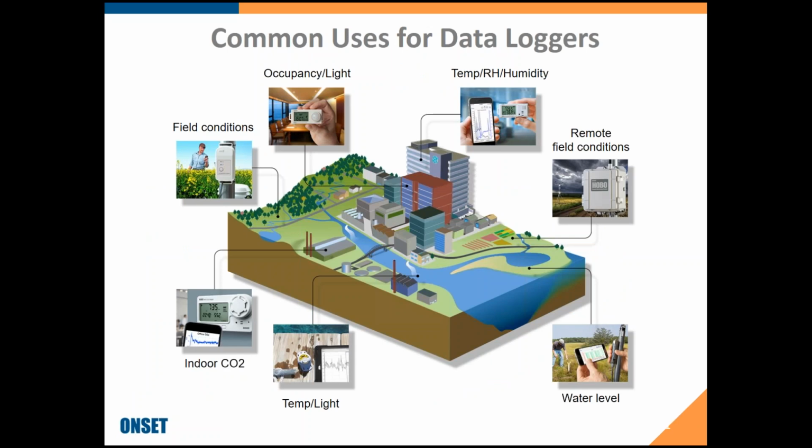Common uses for data loggers, and these are only a few because data loggers can be used almost anywhere. You can use them for temperature and light, for field conditions, for CO2 measurements in a building, for temperature and relative humidity outdoors, for remote field communications and weather information, for occupancy and light, for water levels, and they go on and on.